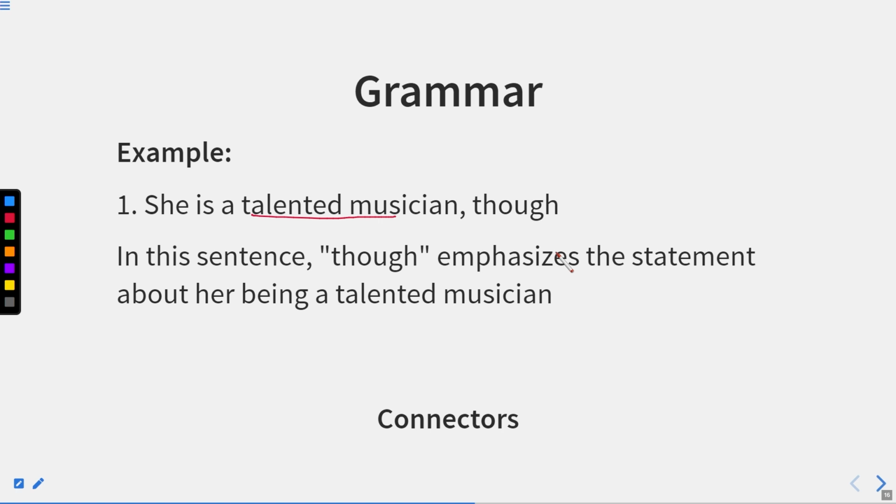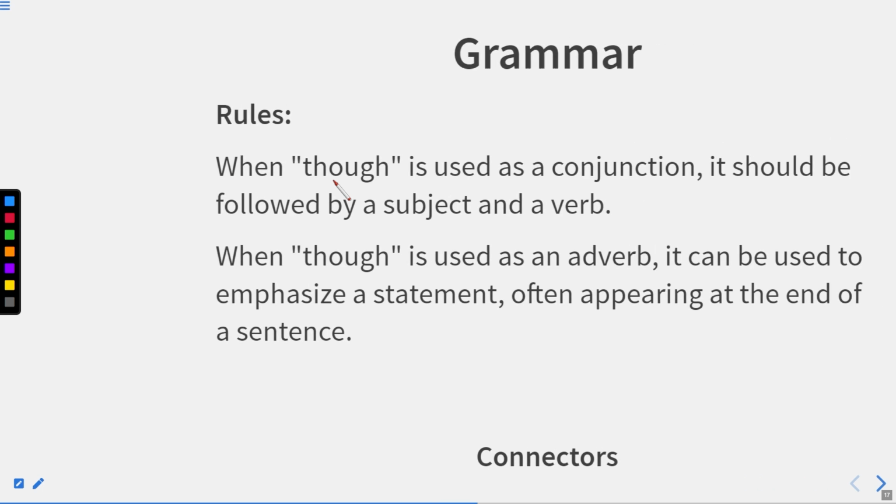In this sentence, though emphasizes the statement about her being a talented musician. So here we are using though to emphasize that yes, she is in fact a talented musician. So here though is just emphasizing this situation, or this statement, or the words talented musician. Now let us move to the next one.